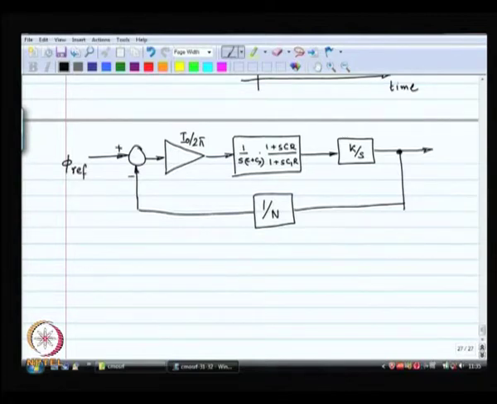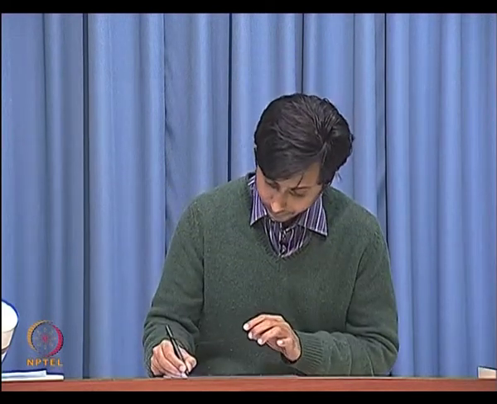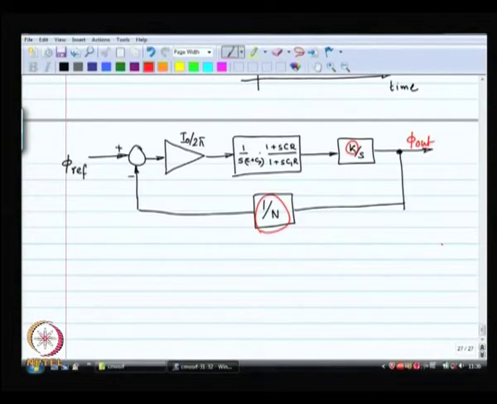It is just that effectively, instead of having k by s, you now have got k by n by s, right. Some gain, 1 by n gain, is there in the loop. So, you just have to work your way for that 1 by n gain, otherwise it will work. But the question is this: what is now going to be the relationship between phi out and phi ref? Is phi out going to track phi ref or something else is going to happen?